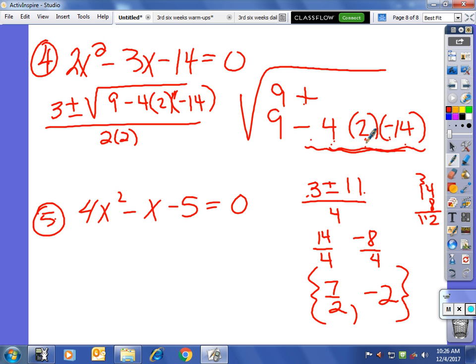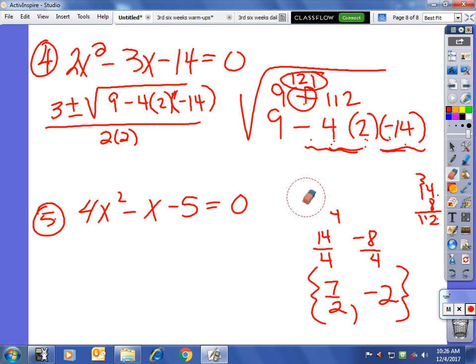4 times 2 is 8. And 14 times 8 is 112. So it turned into 9 plus 112. And 112 plus 9 is 121. So inside the radical symbol is 121. Again, yeah, that turns into a giant positive. And the square root of 121 is 11. So that's why, just to help you get used to this formula, if you don't get a nice perfect square here, you did something wrong. And 121 is a perfect square, and it's 11.